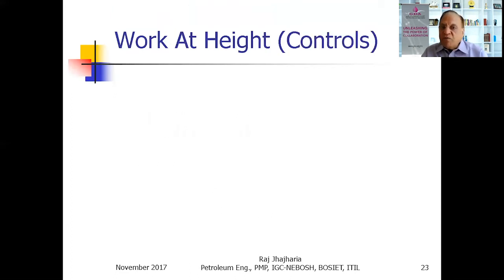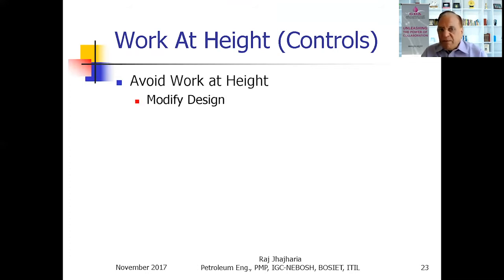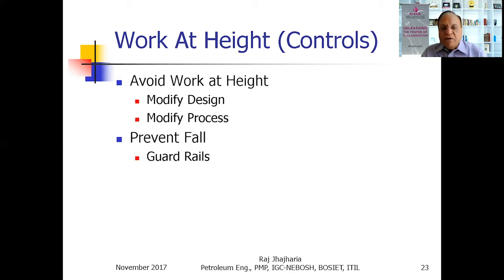So what are the controls for working at height? Avoid working at height. Remember, ERICPD, eliminate the risk first. That's the first step. But if you cannot, then how do you avoid working at height? By modifying the design. You modify the process. And if you want to prevent the fall, what you do is put guard rails. Wherever the platform is, you put rails around it so that people are guarded.